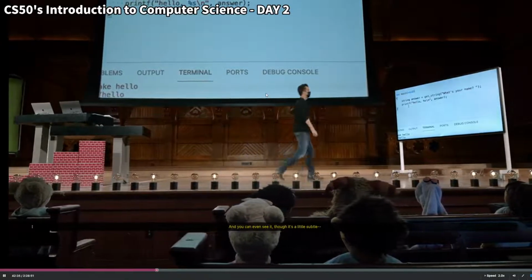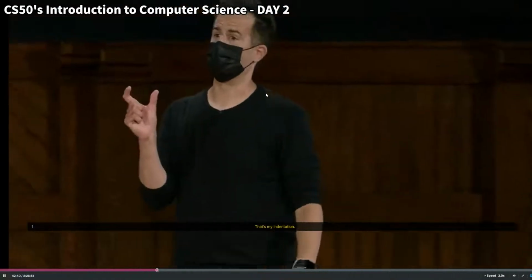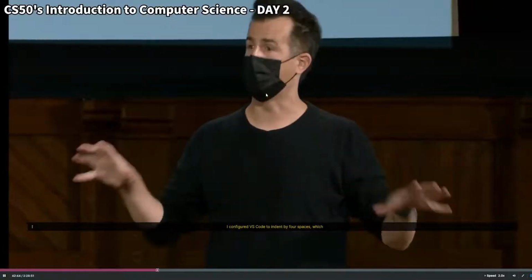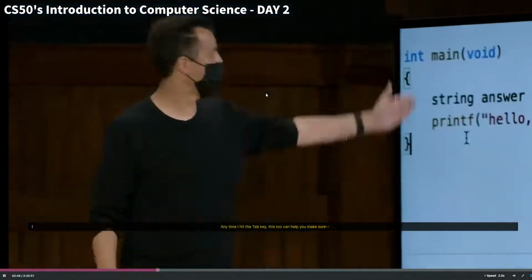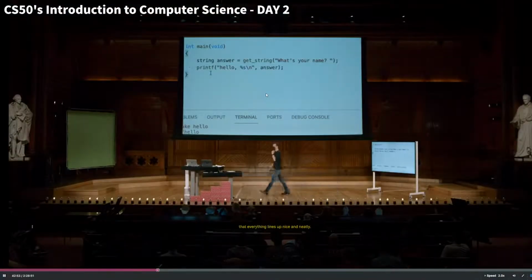And you can even see it, though it's a little subtle. See these 4 dots here and these 4 dots here? That's my indentation. I've configured VS Code to indent by 4 spaces, which is a very common convention. Anytime I hit the tab key, this too can help you make sure, once we have more interesting and longer programs, that everything lines up nice and neatly.